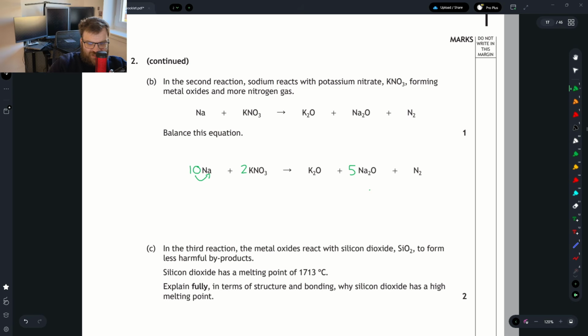We've got 10 nitrogens here and 10 nitrogens there. We've got 2 potassiums and 2 potassiums. 2 nitrogens and 2 nitrogens. 6 oxygens. And then 1 and 5 oxygens gives you 6 as well for that.